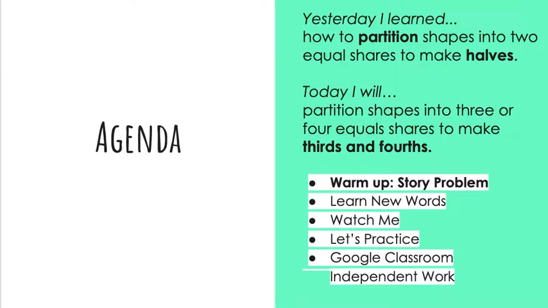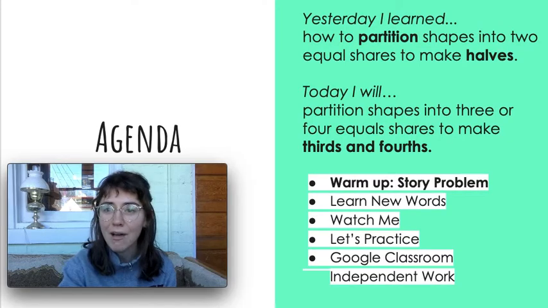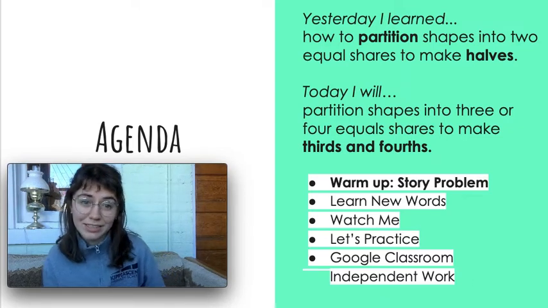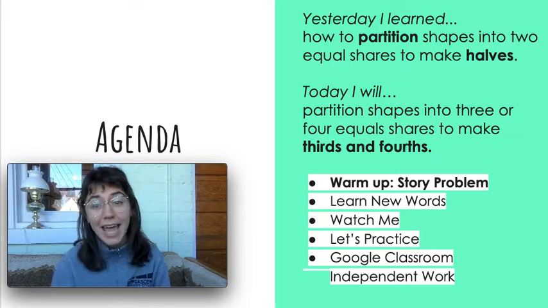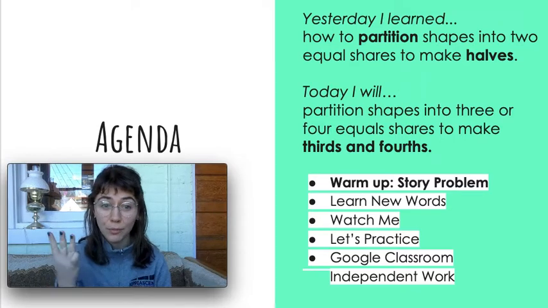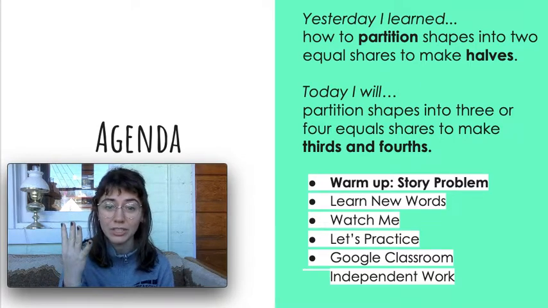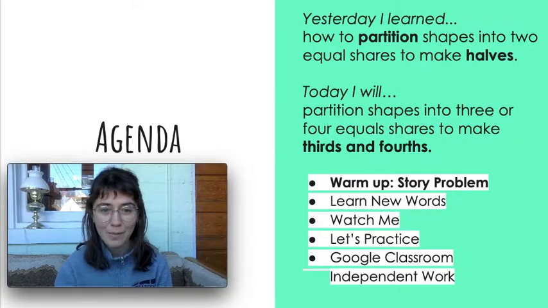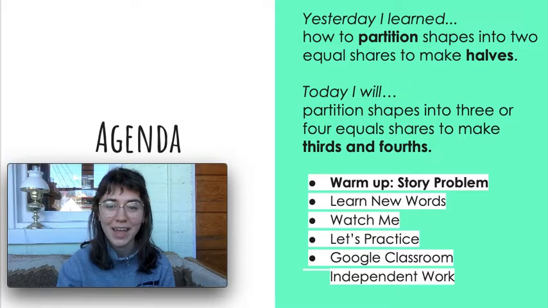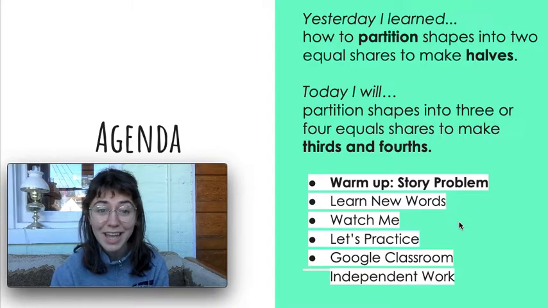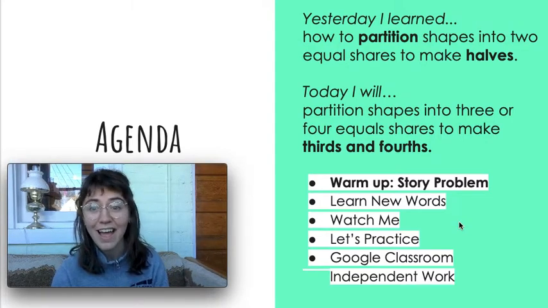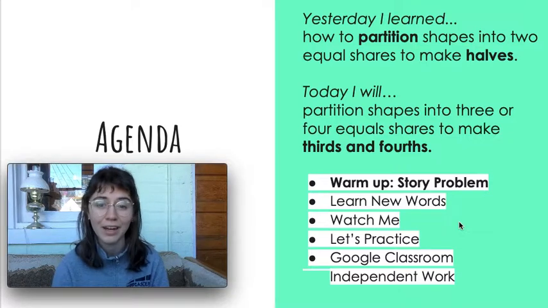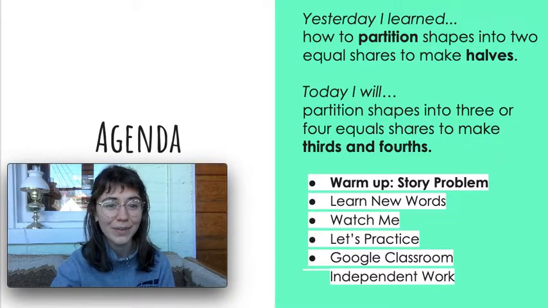Here's our agenda for today. Yesterday, we learned how to partition shapes into two equal shares to make halves. Today, we're going to partition shapes into 3 or 4 equal shares to make thirds and fourths. So first, we're going to warm up with a story problem. Then we're going to learn some new words. Then I'm going to show you how to do partitioning shapes with thirds and fourths. We're going to do a little practice together, and then you're going to do the rest of your Google Classroom work on your own. So here we go.